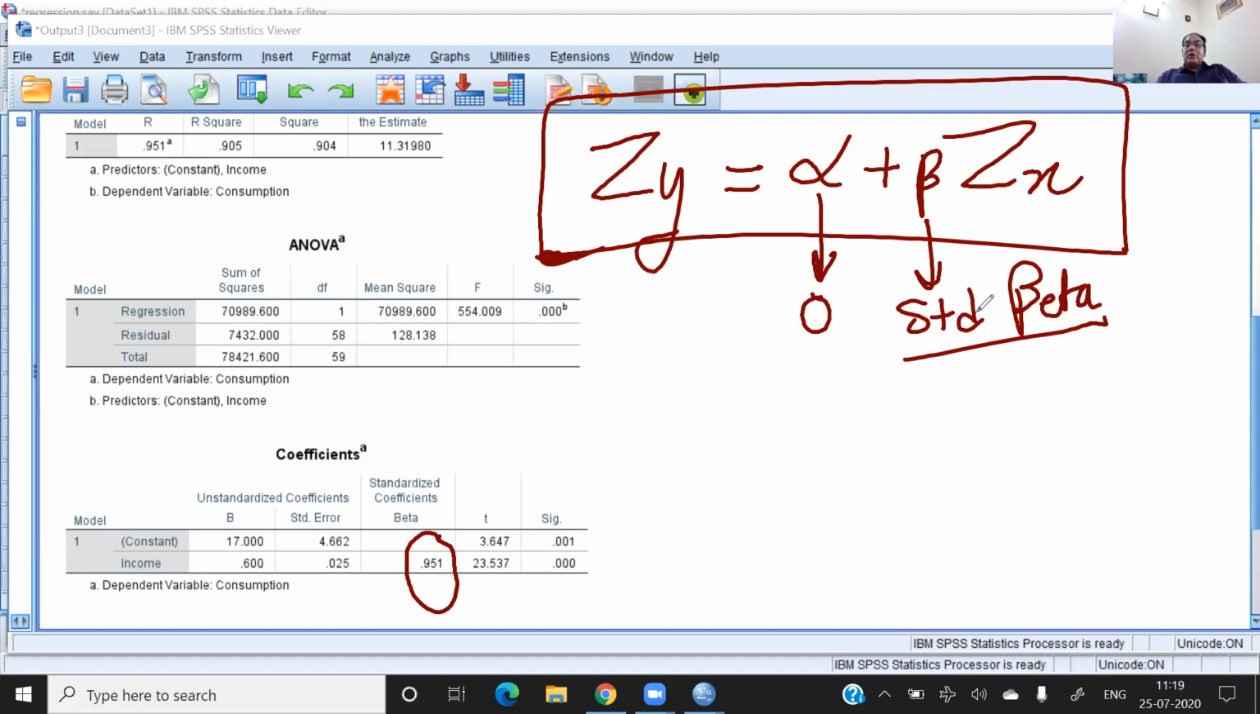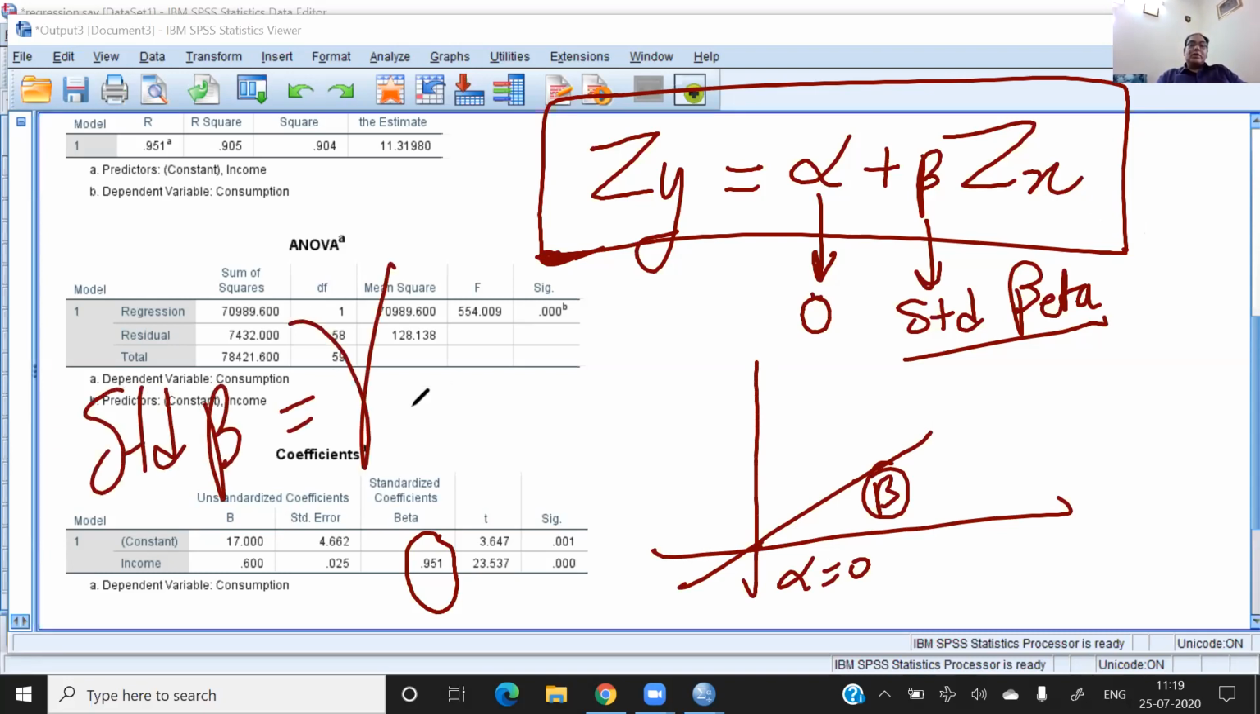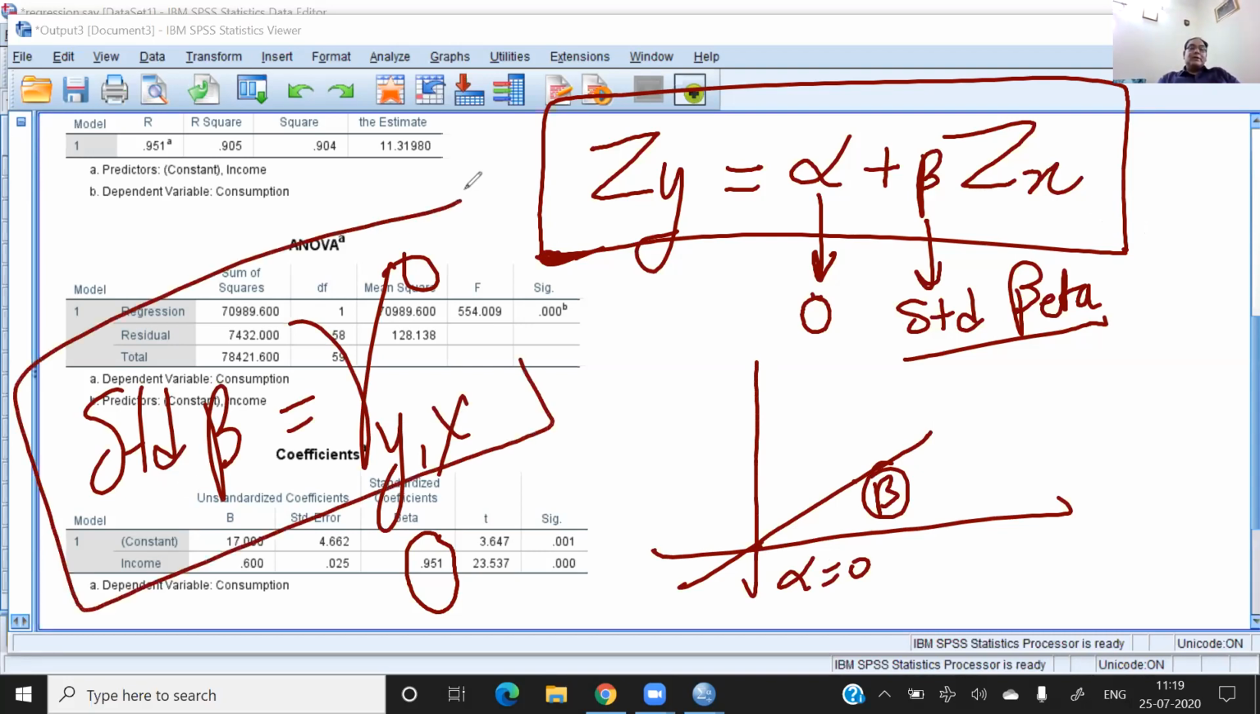And now the regression line comes like this, because here alpha is 0 and we have the beta. One thing you should also know is that the standardized beta is the correlation between y and x. So standardized beta is always the correlation between y and x, right? This is one of the properties of standardized beta. So let me move to the next part.